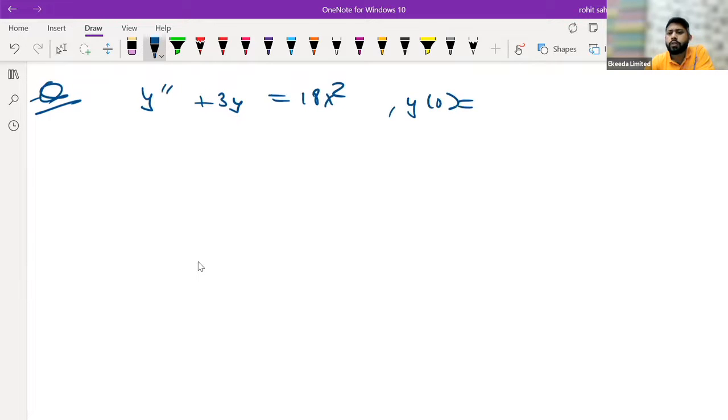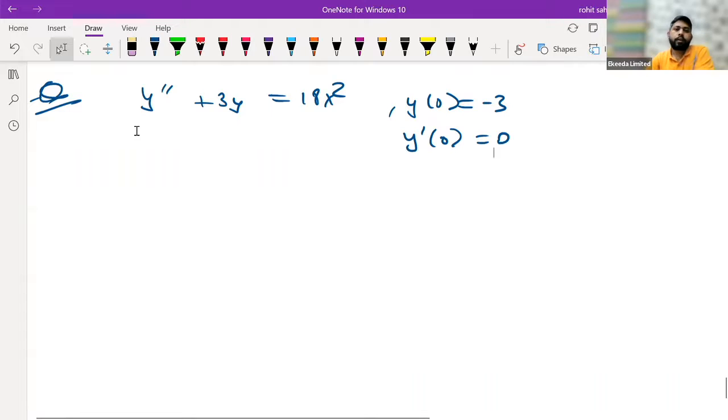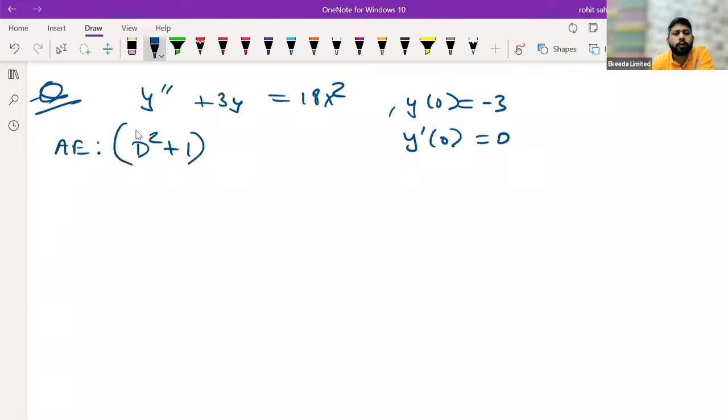Y of 0 equal to -3 and y dash of 0 equal to 0. थोड़ा लंबा जाएगा, इसलिए I want to avoid it. यहाँ पे भी लंबा ही होने वाला, but we know where we have to go. So this is y double dash plus 3y. So if you see, this could be like auxiliary equation could be d square plus 1 equal to 0. That means d is going to be plus and minus I.